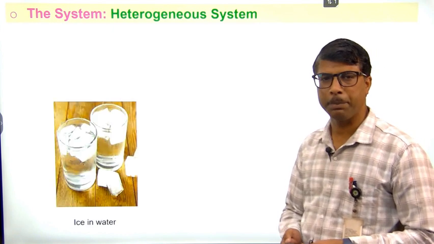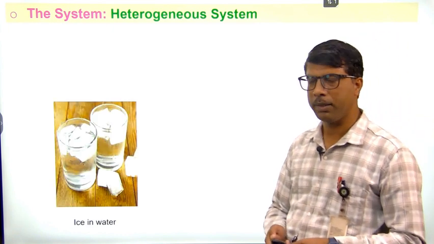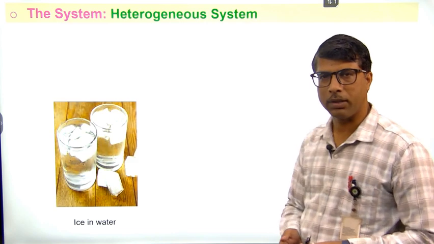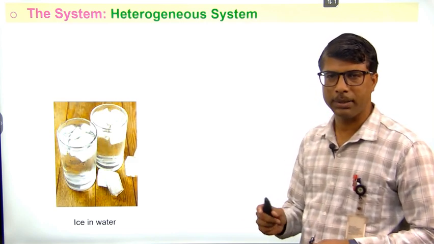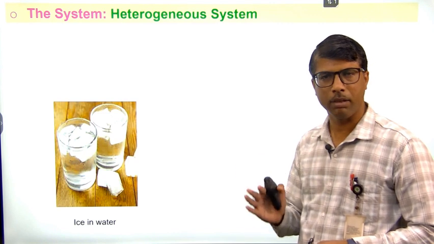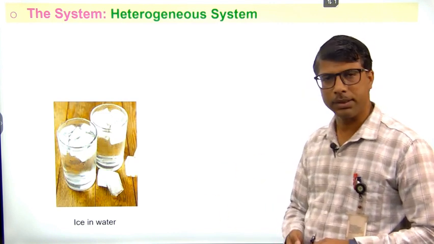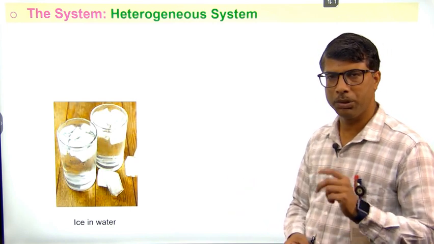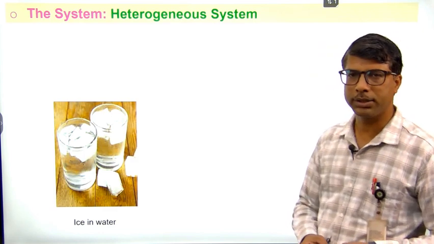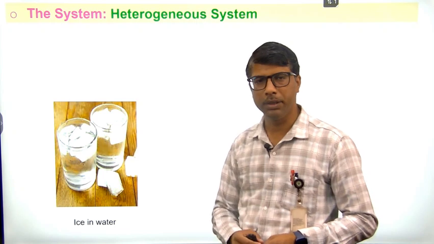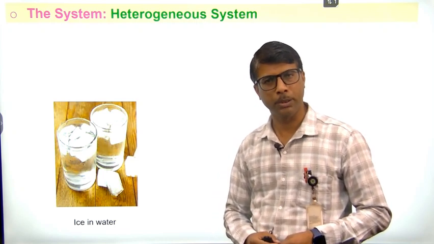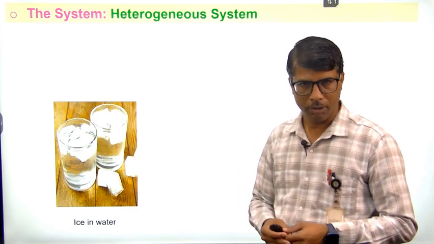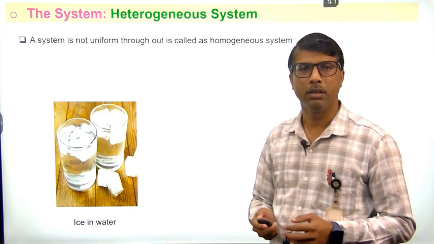Let us begin with one example, ice in water. Here ice and water are the system, and the glass is called the surrounding, and these two are separated by a physical boundary. When we observe the ice in water system, we see two different phases. One is the solid ice phase and another is the liquid water phase. So here we have more than one phase. So this is known as a heterogeneous system.